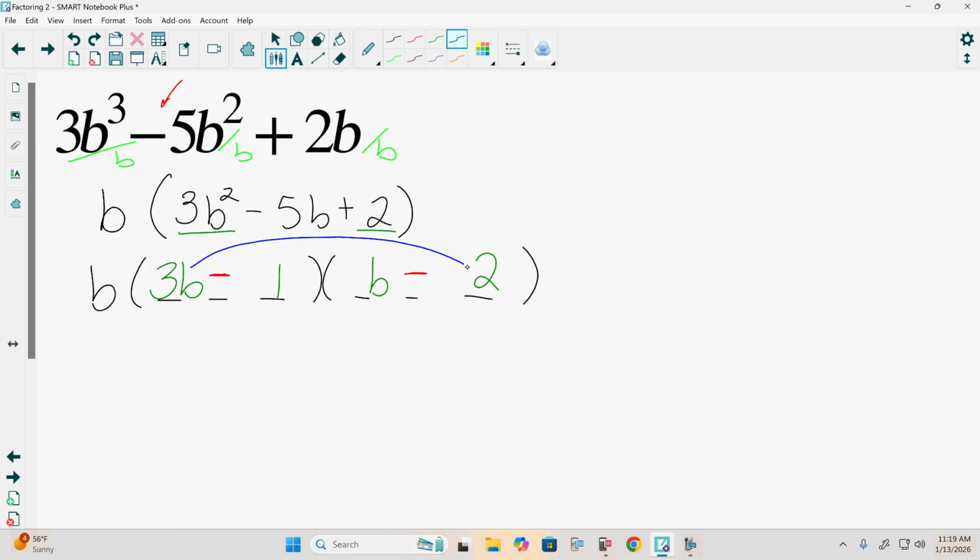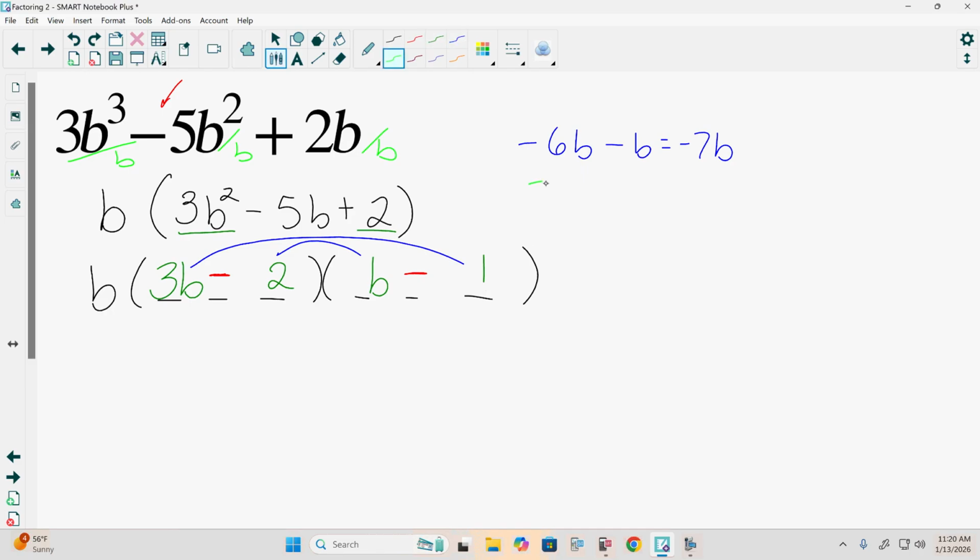First thing we have is 3b times negative 2. 3 times negative 2 would be negative 6b. Negative 1 times b is negative b. Negative 6b minus b, negative 6 minus 1 would give us negative 7b. Is that the middle term we wanted? No. What could we change? Yeah, we can flip the 1 and 2, yes? And see if this changes anything.